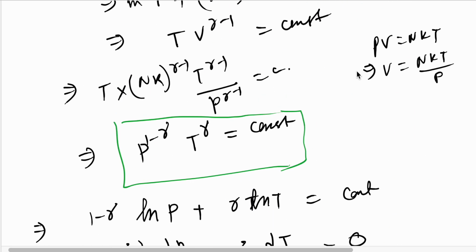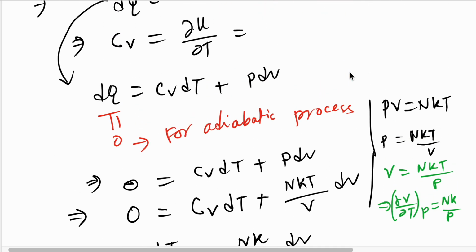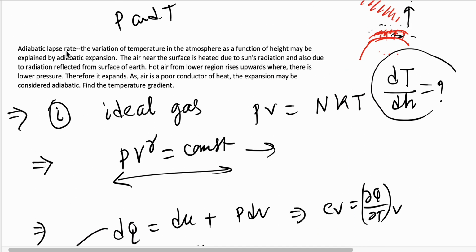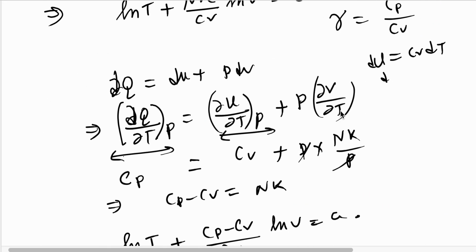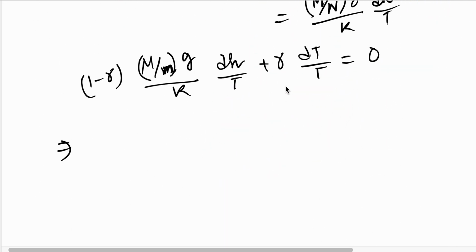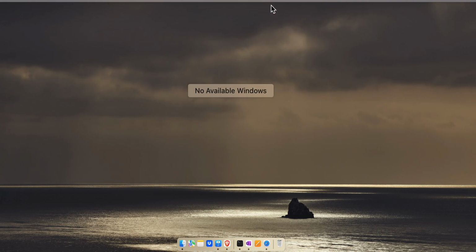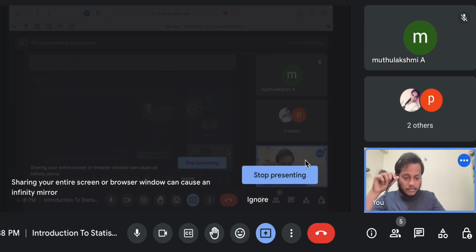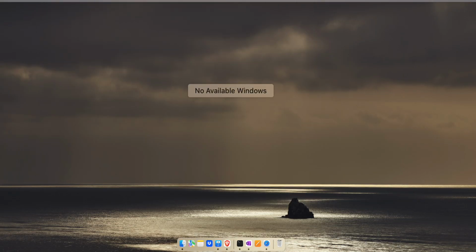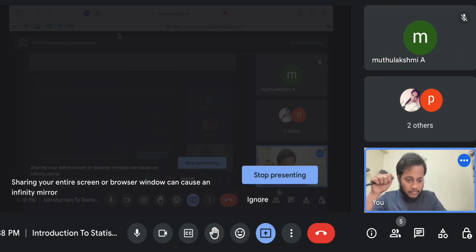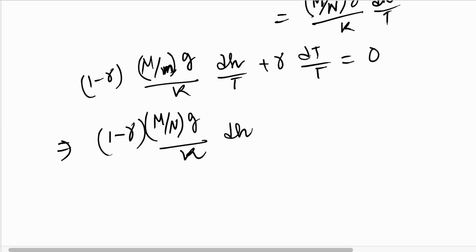If I take this, what do we have to calculate? We have to calculate dT/dH, the adiabatic lapse rate, the temperature gradient dT/dH. So dT/dH means 1 minus gamma, m by n, g by k, dH, m by k.